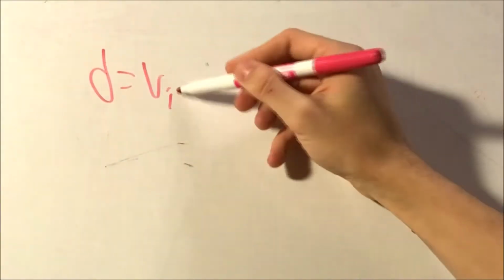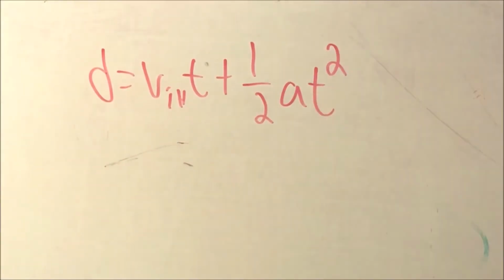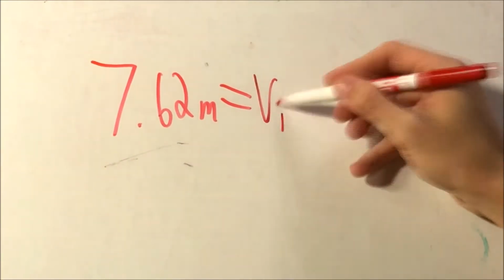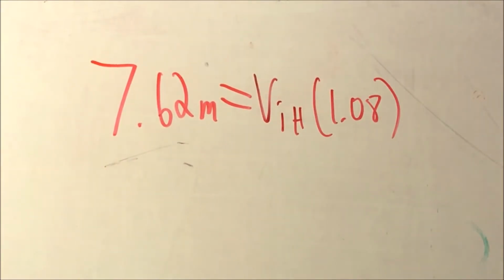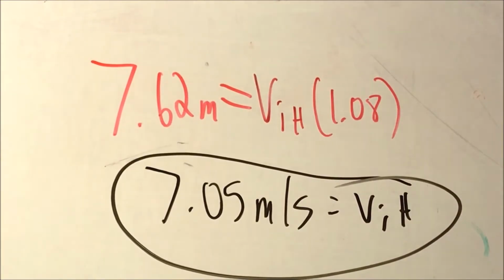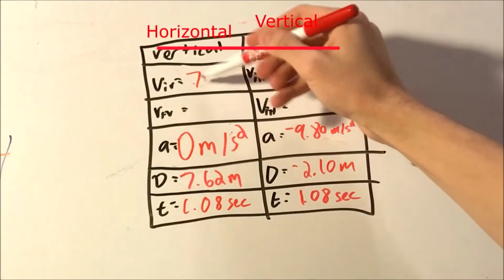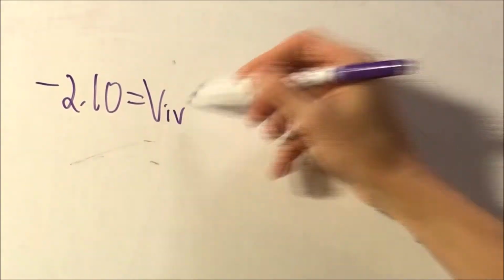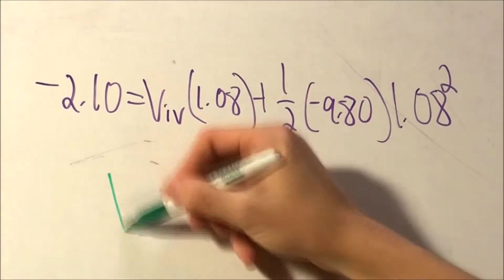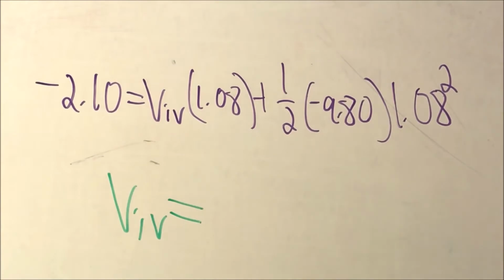To solve for initial velocity horizontally, we used the equation d equals v_i t plus 1/2 a t squared. Because acceleration equals 0, the second half of the equation can be ignored, so you end up with 7.62 meters equals v_i times 1.08 seconds. We then plugged in vertical displacement and vertical acceleration to get a vertical velocity of 3.35 meters per second.